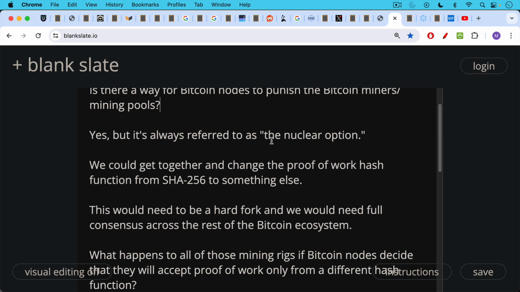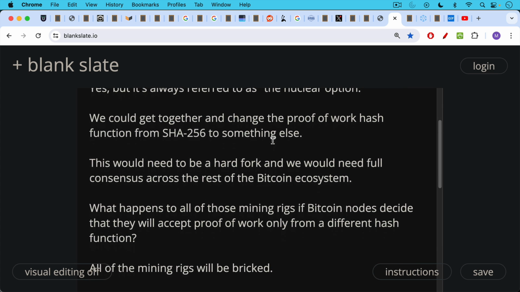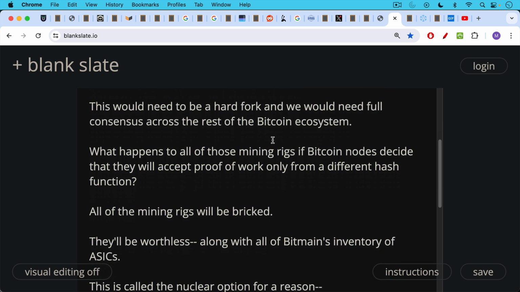This would need to be a hard fork, and we would need full consensus across the rest of the Bitcoin ecosystem. Obviously, the Bitcoin miners would be against this for obvious reasons, but this would be the nuclear option. What would happen to all those mining rigs if Bitcoin nodes decide that they will accept proof of work only from a different hash function? All of the mining rigs in the world will be bricked.